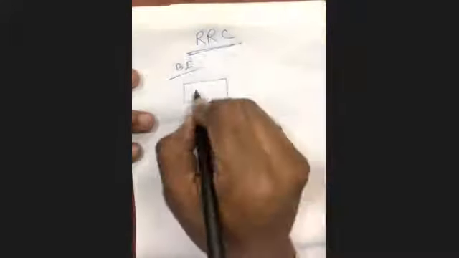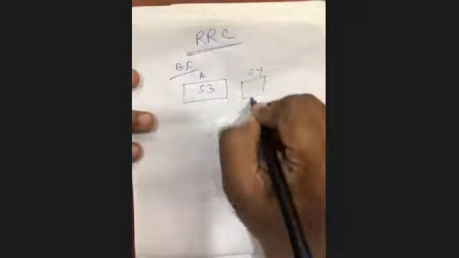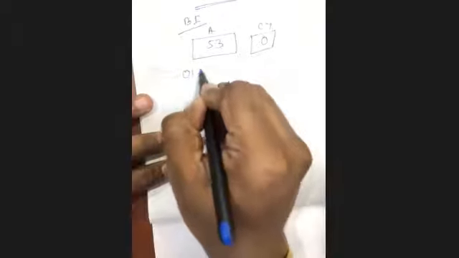The full form is rotate right without carry. Let us assume that the number in the accumulator before the instruction is 53H, and the carry flag is 0. What is the binary combination of 53? 0 1 0 1 0 0 1 1, right? And the carry flag is 0.